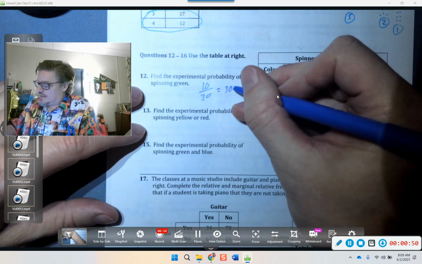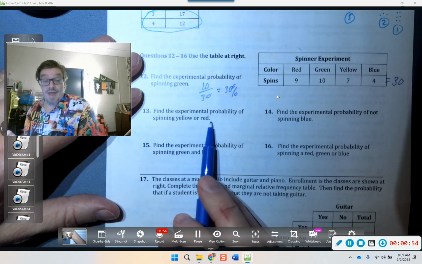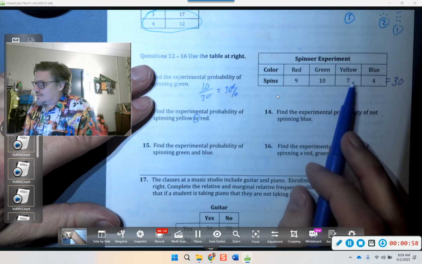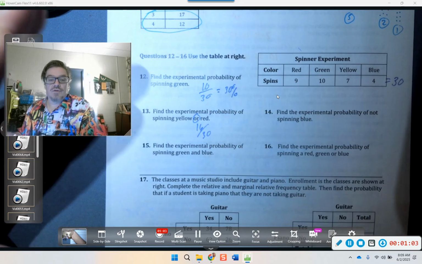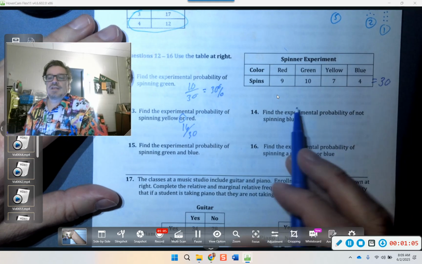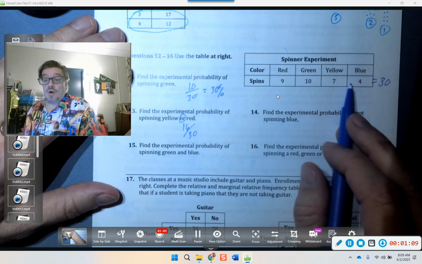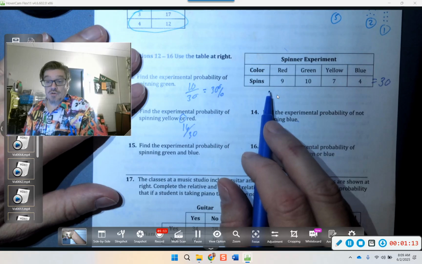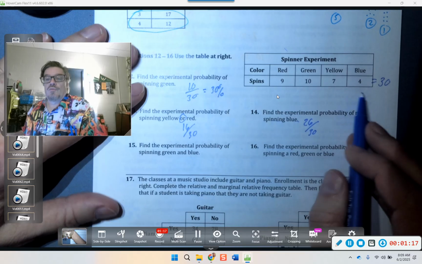That's 30%. Okay. Find the experimental probability of spinning yellow or red. So remember the keyword or means that we're going to add those two. So 7 and 9 is going to be 16 out of 30, and you can reduce that. What's the experimental probability of not spinning blue? Well, if you got 30 and 4 is blue, then everything else had to be non-blue. So that's going to be 26 out of 30 because you got rid of the blue.